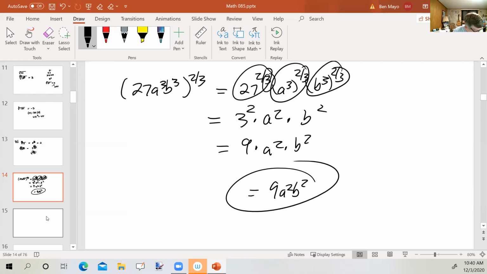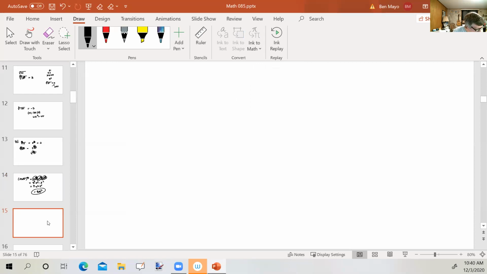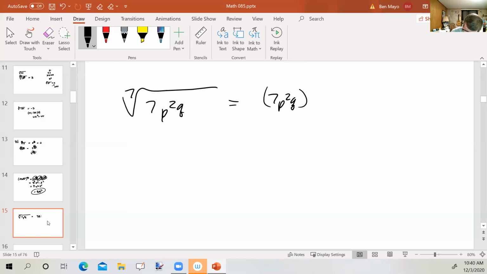Let's see here. This says change each radical to an exponential expression. The 7th root of 7p squared q. So that would be 7p squared q, all raised to the 1/7 power. Okay, again, the index becomes the denominator of the exponent. Let's go the other direction.